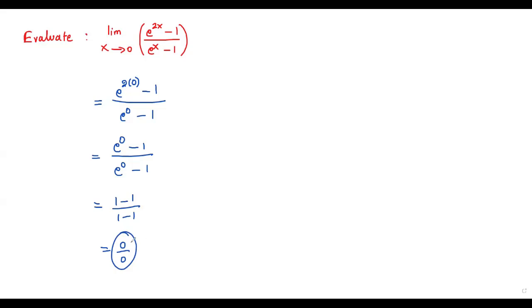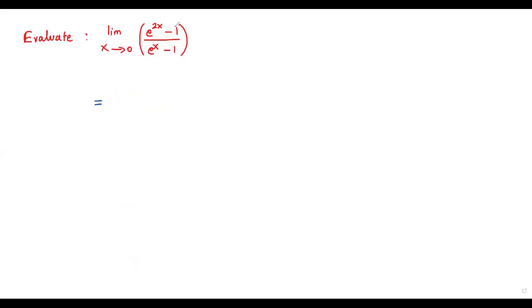Whenever I get an indeterminate form as a result when I evaluate a limit, people usually use L'Hopital's rule. But here I am not going to use L'Hopital's rule. Then what am I going to do? I'm going to simplify the function in this limit. First, let me write the given limit as it is. It is the limit as x approaches 0.